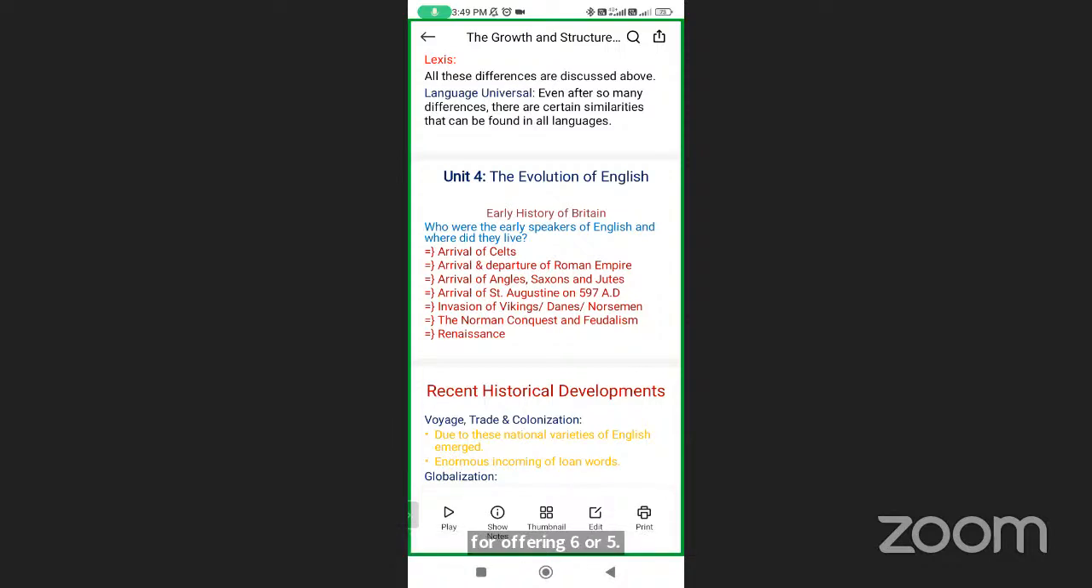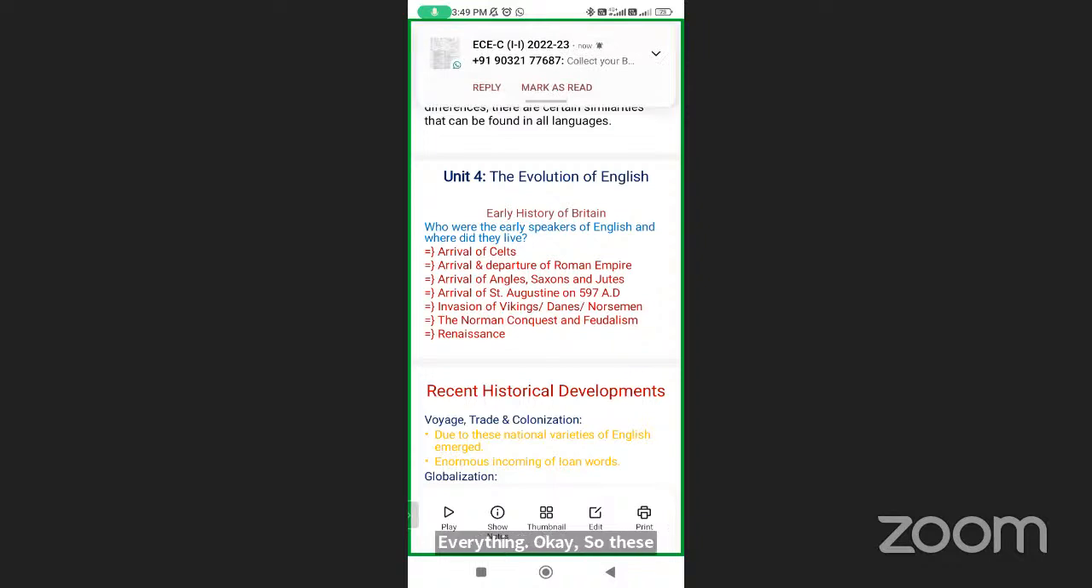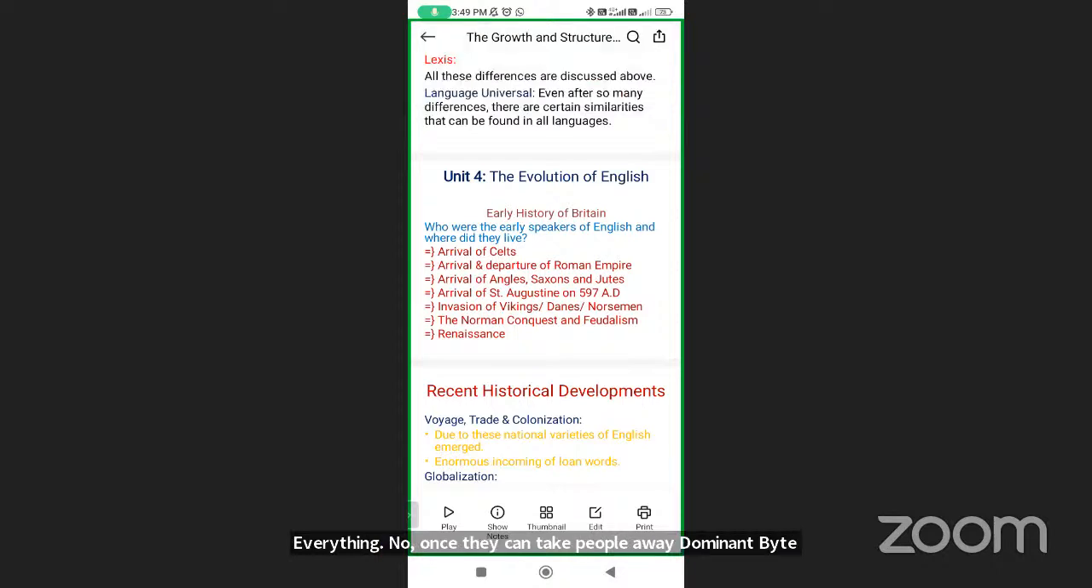Now, these people also had their own language, culture, food habits, everything. Now, once the Celtic people were dominated by the Roman people, now they are being dominated by the Anglo-Saxons and Jutes.